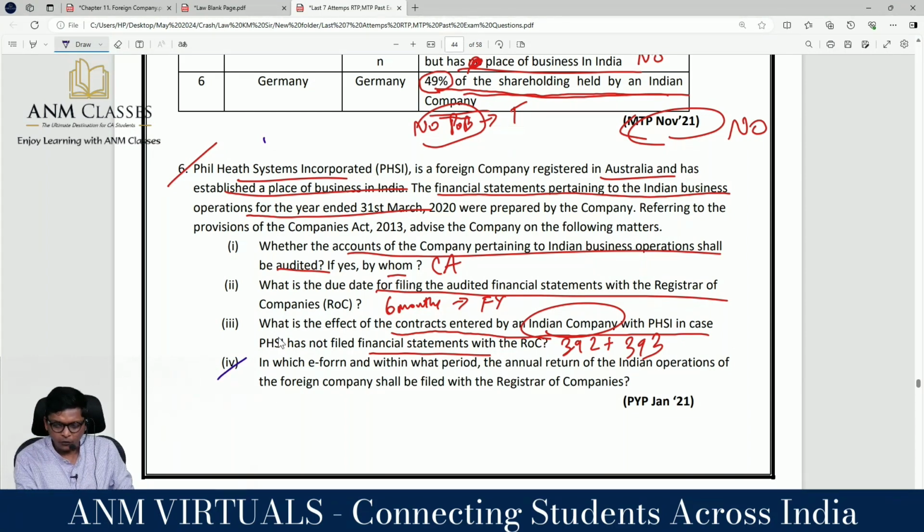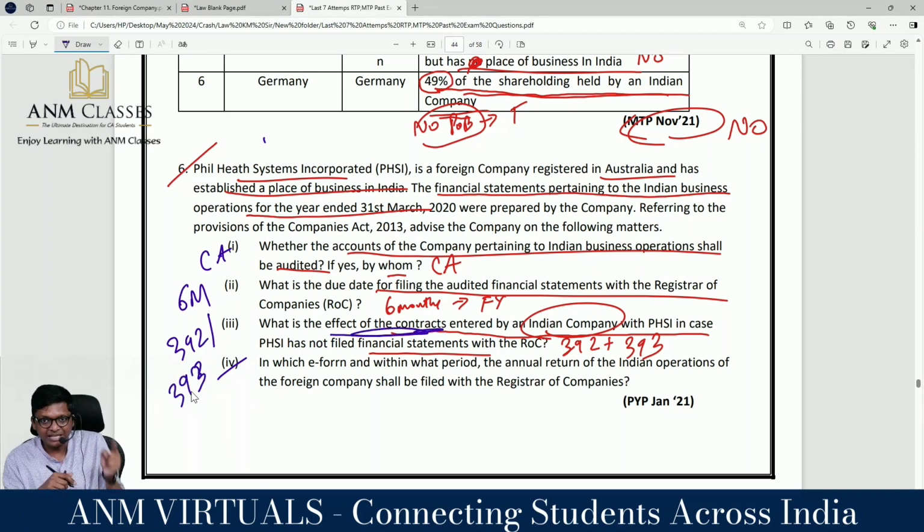Fine. Are you following this, guys? First question, CA should audit. Second, file within 6 months. Third, if you don't file, penalty in 392. But the effect of contracts is still valid in section 393 with respect to the other party in India. Foreign company cannot sue. Easier.